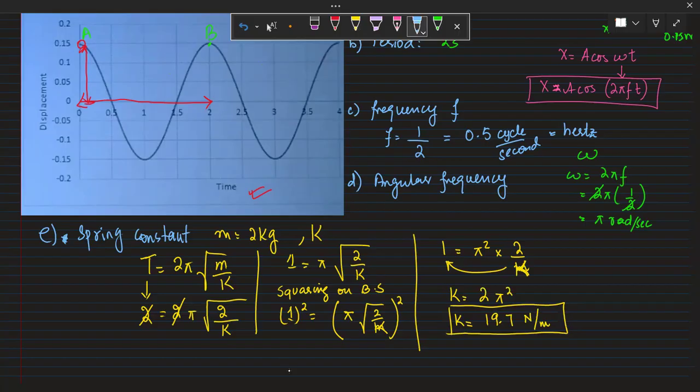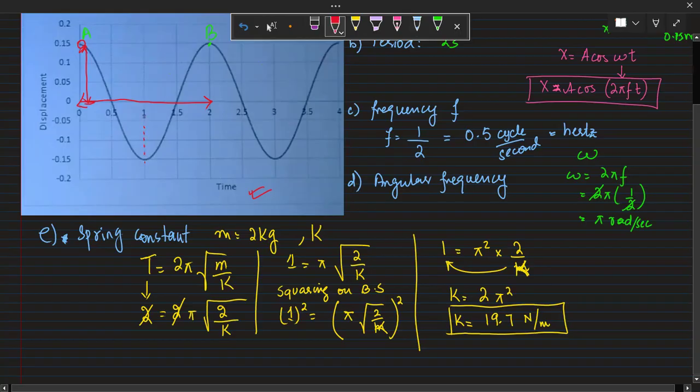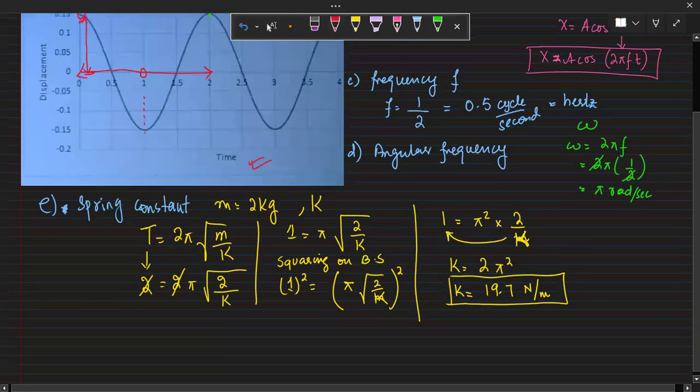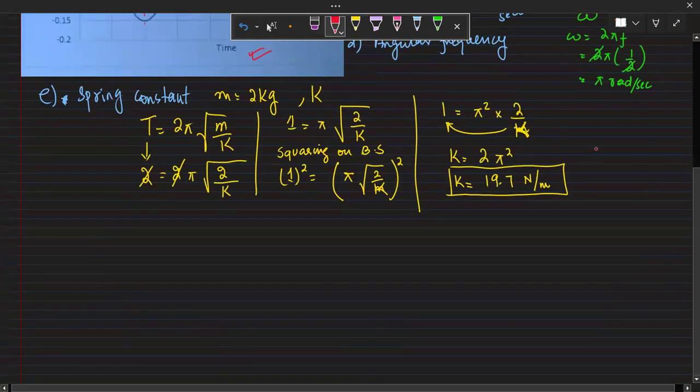The next is, after solving the spring constant, we're going to find the speed at 1 second. We have to find out the speed at 1 second. Part E, F part A says speed at 1 second, right?